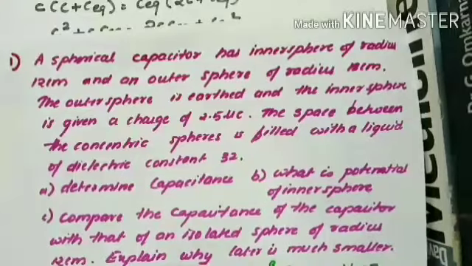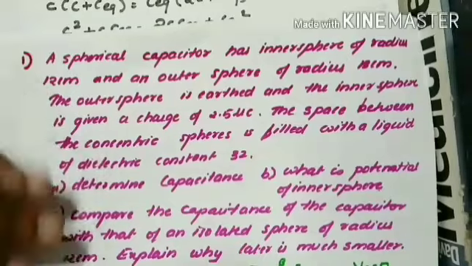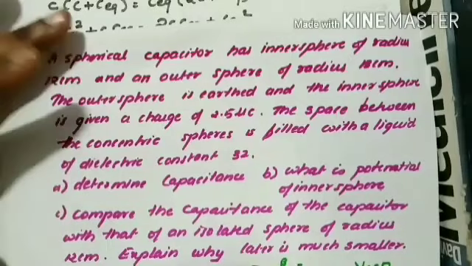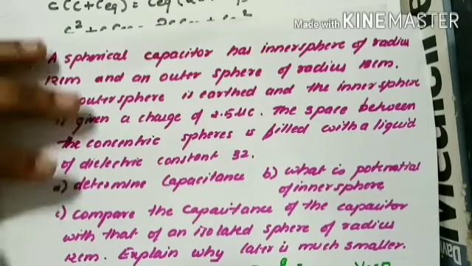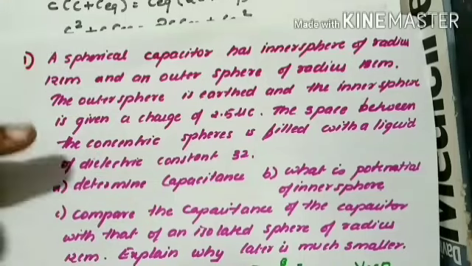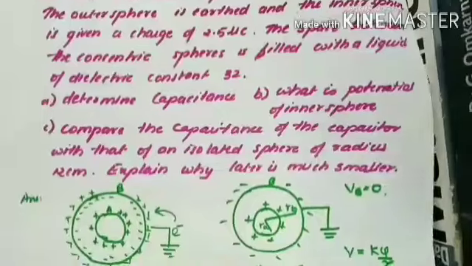Okay guys, the first numerical question is quite large, don't worry, just read it out. A spherical capacitor has an inner sphere of radius 12 cm and an outer sphere of radius 13 cm, and the outer sphere is earthed. The inner sphere has a charge of 2 microcoulomb. The space between them is filled with a dielectric of constant 32, and you are asked 3 sub questions. I have drawn the figure again already.